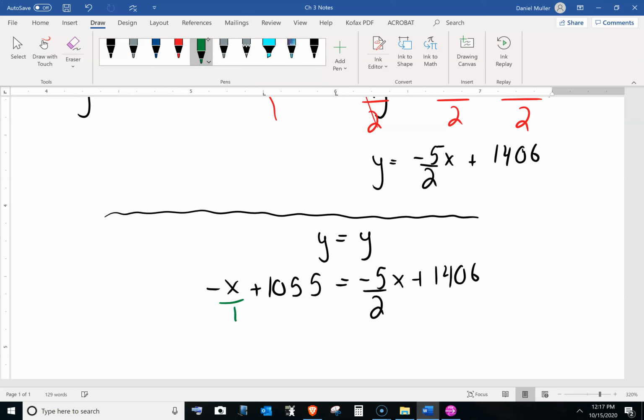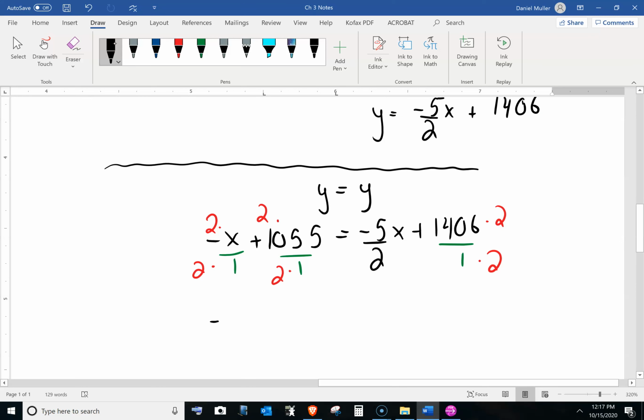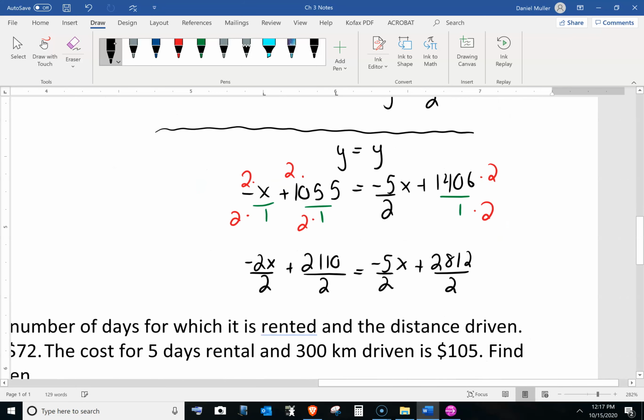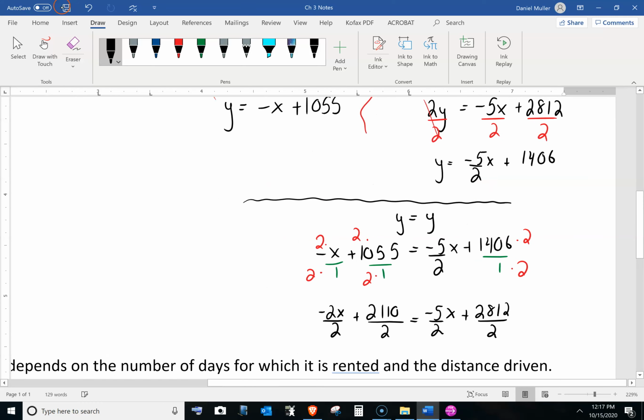And we can get common denominators for all of these things. So times it by 2, times it by 2, times it by 2, times it by 2. That's already 2. Times these by 2. So I've got a negative 2x over 2 plus 2,110. 55 is 110 over 2 equals negative 5 over 2x plus, and this is 2812. We already cut that in half, and now we're doubling it again. And now I am out of space, so I'm going to hit enter here and lower this.